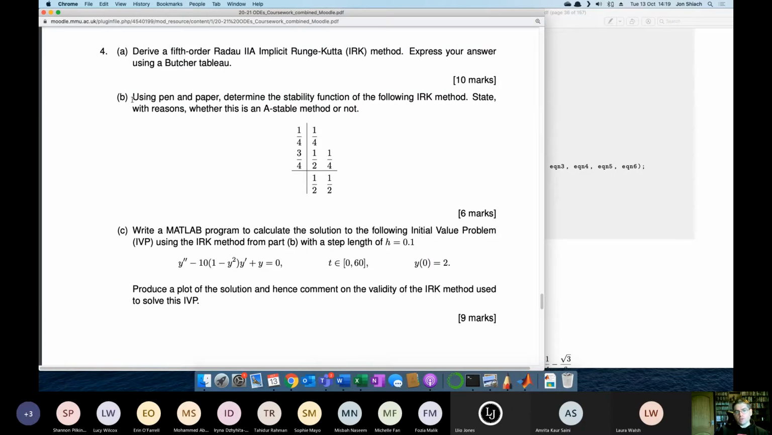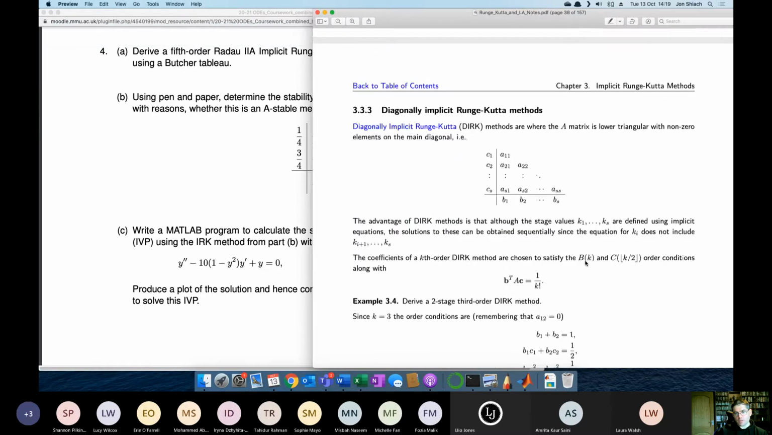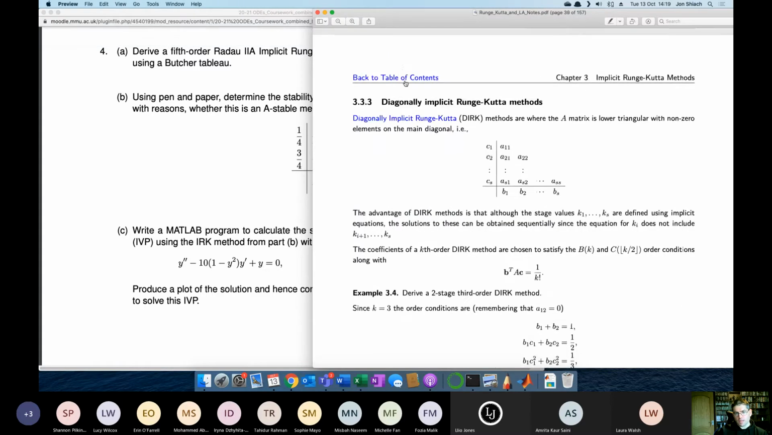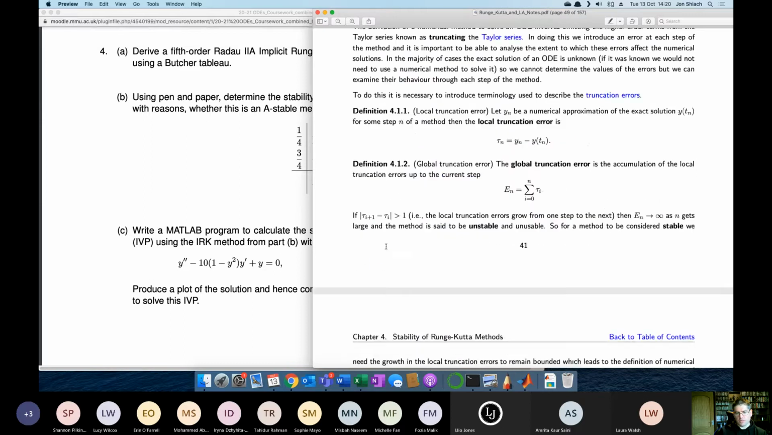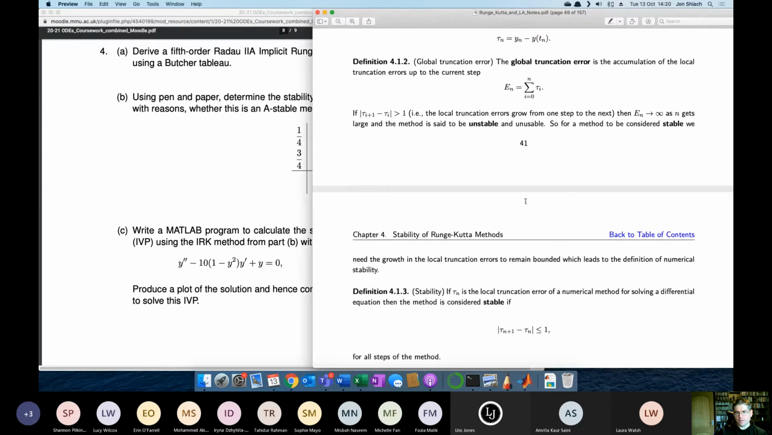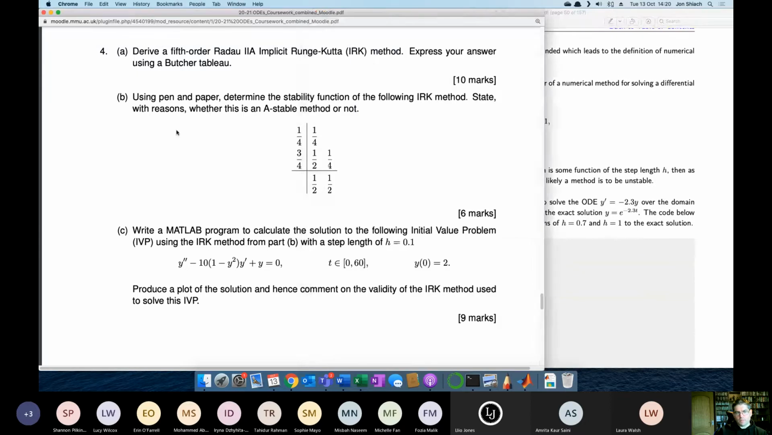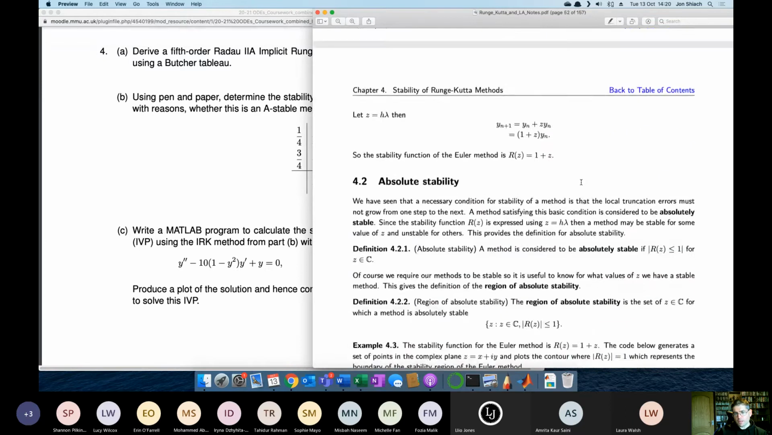For part B, I wanted to use the pen and paper. The reason being is because it's simplistic to do, and MATLAB can do it in a few lines, and also you're not really learning much about it. So with this question, it's a stability function of an IRK method.